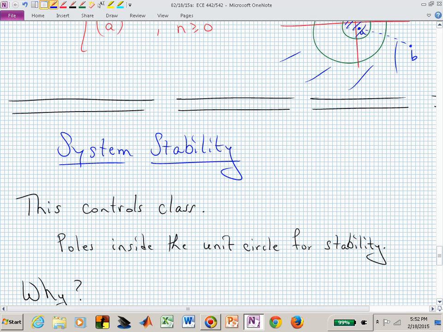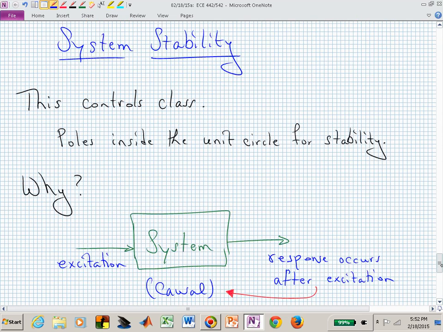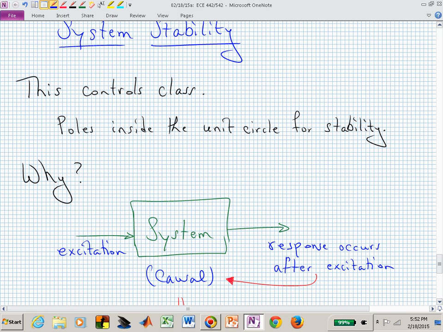One is, this is a controls class, and we're going to then say that for stability, we want poles to be inside the unit circle. We put on our 2-year-old hat and we ask why, and we say, here's a system. We're going to be dealing with a system. That's the green box. We excite it, and the response occurs after the excitation. We don't have systems that get excited or shake before they get hit, or shake before they get excited. Is that clear?